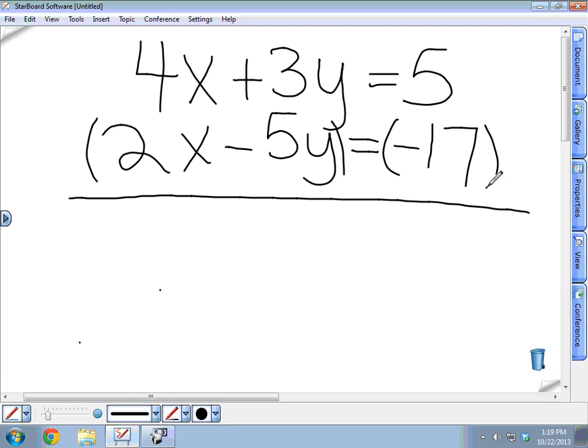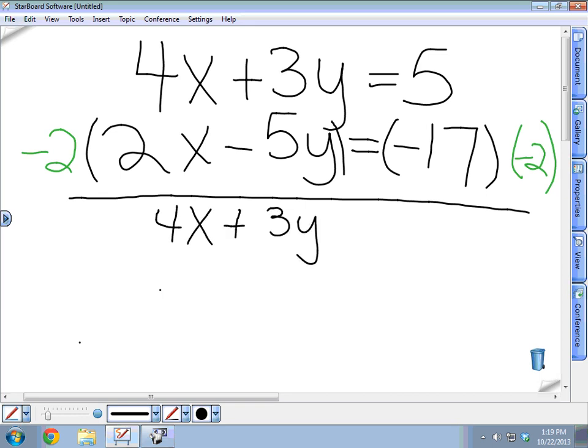So for example, in this very first problem, in our second equation, if I multiply everything by negative 2, I'll get a new equation. So I'll keep my 4x. I'm keeping my top equation the same. I'm not doing anything to that. What I'm doing is transforming my second equation by multiplying everything by negative 2.